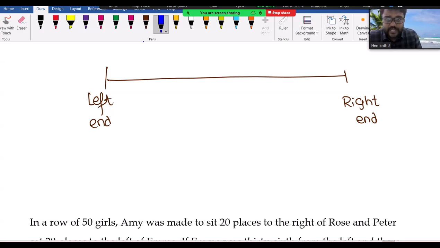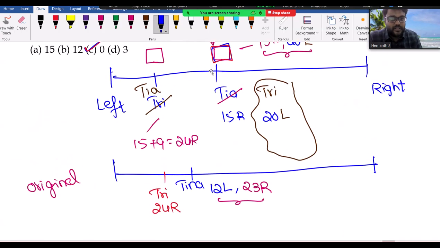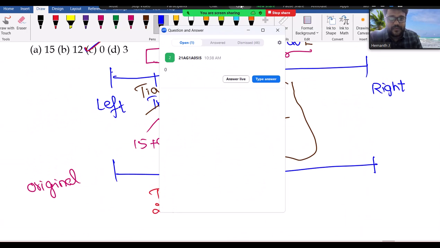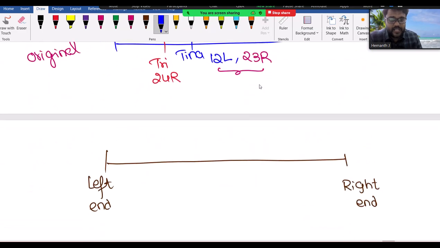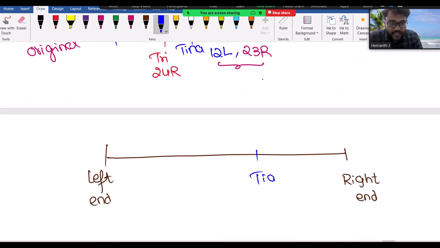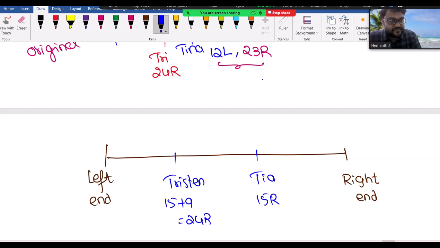Now see the scenario. Left and right hand, the first given data. I'm taking it related to Tia. Tia is 15th from the right side. And Tristan is 9 places away to the left. So 15 plus 9. When do I do plus and when minus? From the right side, if you are going away, the distance is more, so plus. For the left side, you are coming closer, so minus. It depends on that. This is the initial situation.